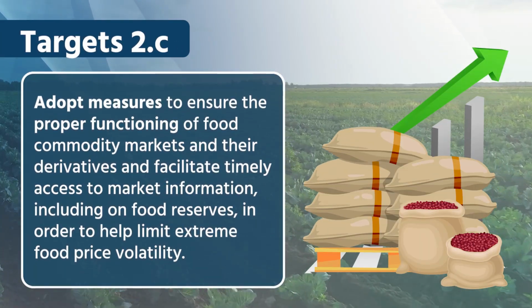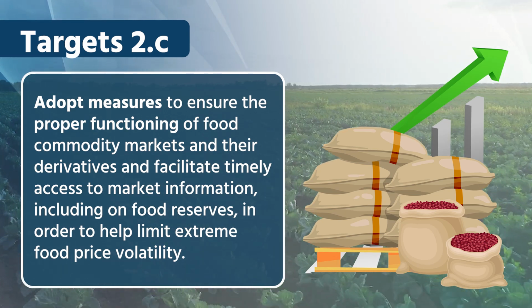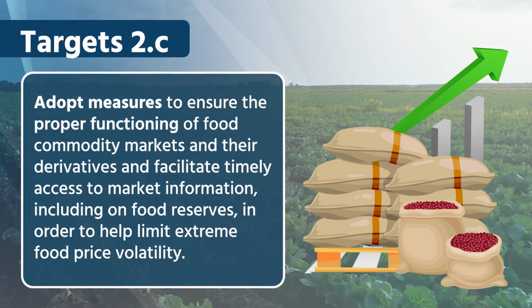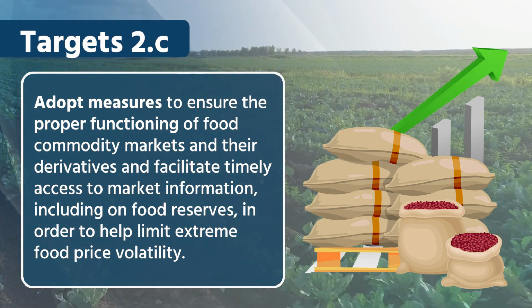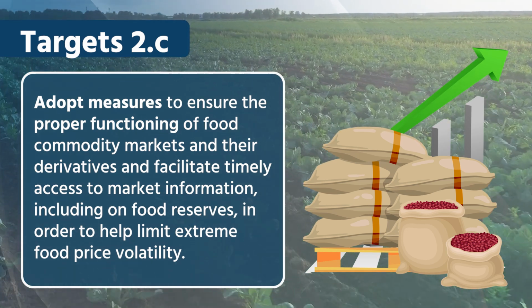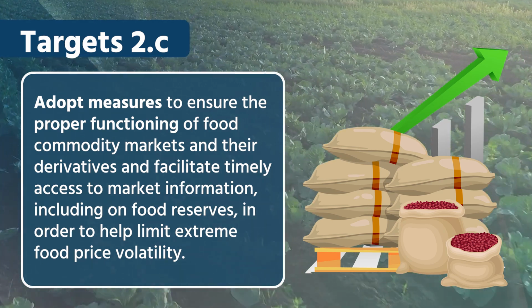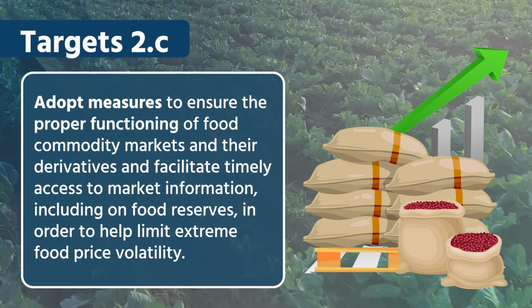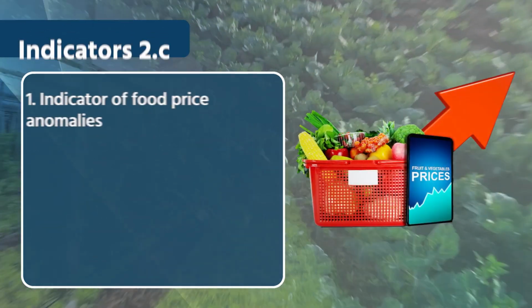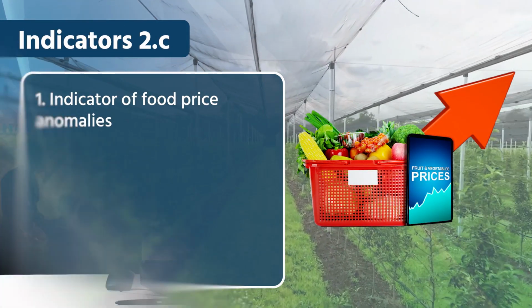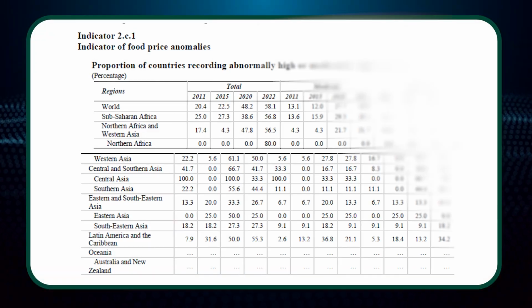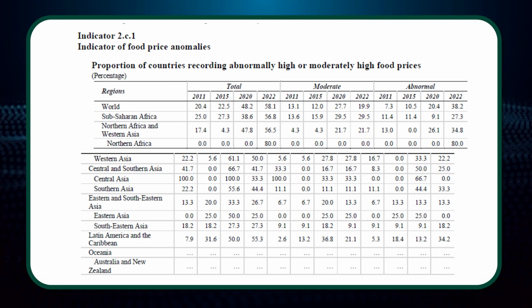In the same way, the target listed as 2C is to adopt measures to ensure the proper functioning of food commodity markets and their derivatives and facilitate timely access to market information, including food reserves, in order to limit extreme food price volatility. So the indicator is food price anomalies, right? Here you will see that food price anomalies are increasing. Market volatility and inflation play an important role, so that needs to be checked properly and strengthened.